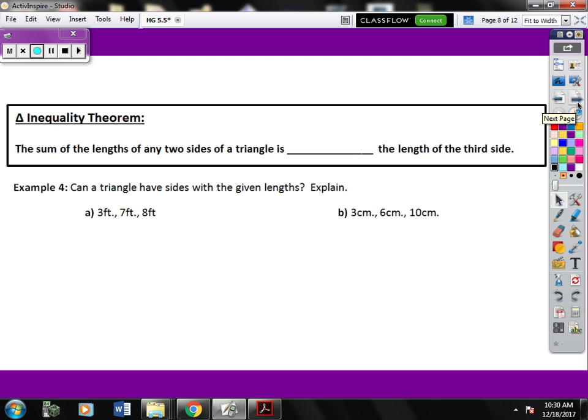All right, on the back we have our triangle inequality theorem. I used to do a discovery, we're skipping that. So this one just goes straight to the theorem, and this says that the sum of the lengths of any two sides, remember sum means addition, of any two sides, any combination of two sides, has to be greater than the third side.